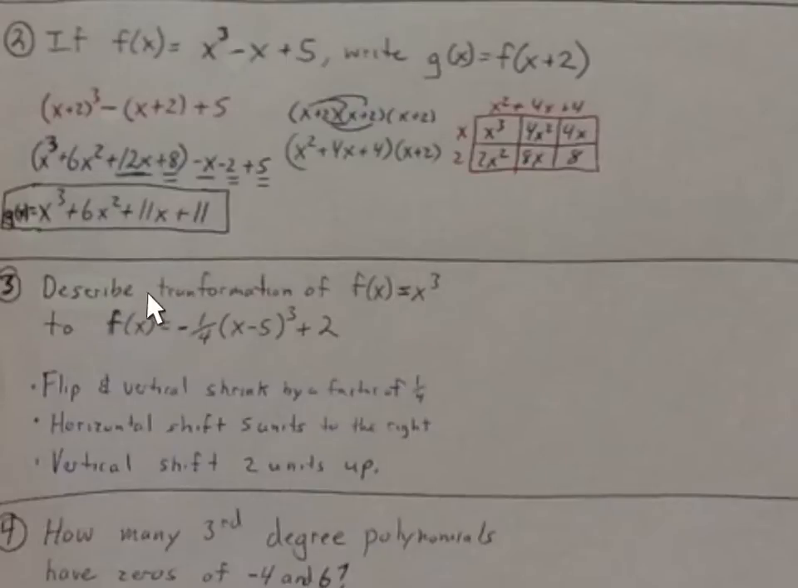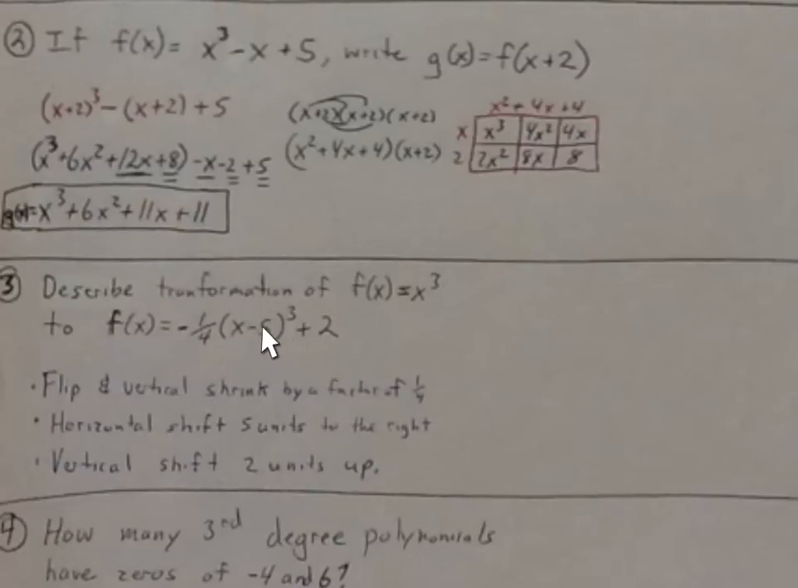Number 3, describe the transformation of f of x equals x cubed. So what would an x cubed graph look like if you did all this to it? So first of all, the a value tells us we are going to flip it and give it a vertical shrink. Remember, anything less than 1 is a vertical shrink, any negatives are flips, and the factor is by 1/4.